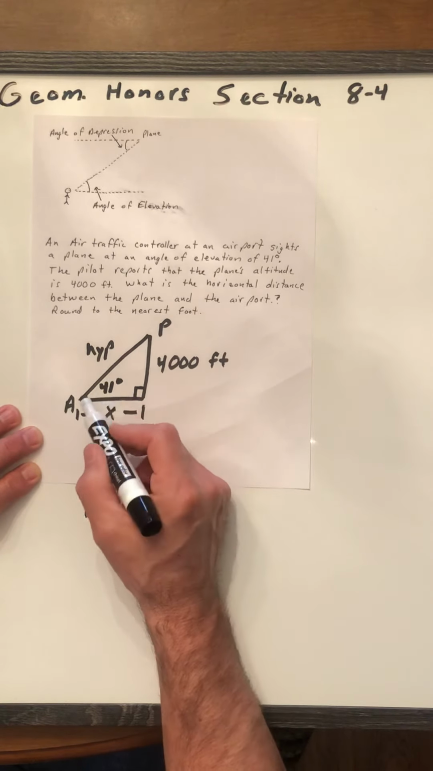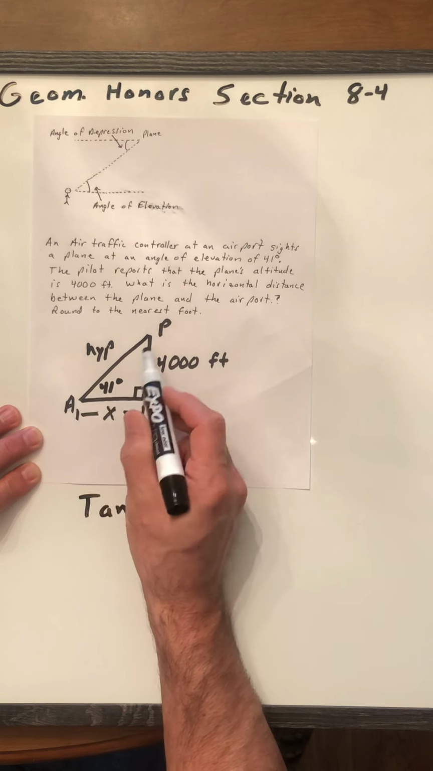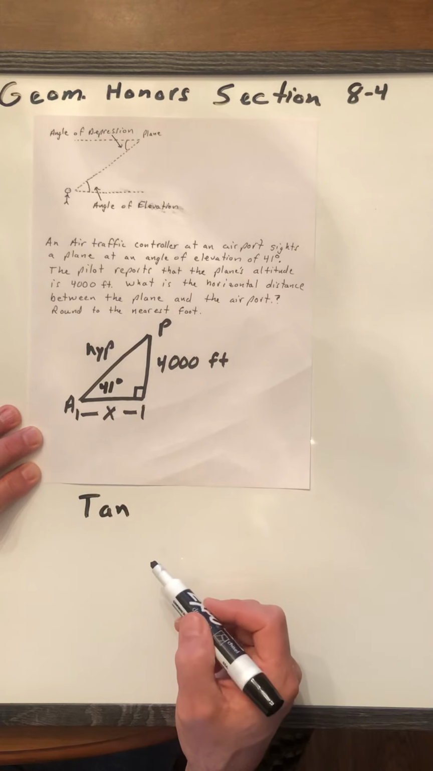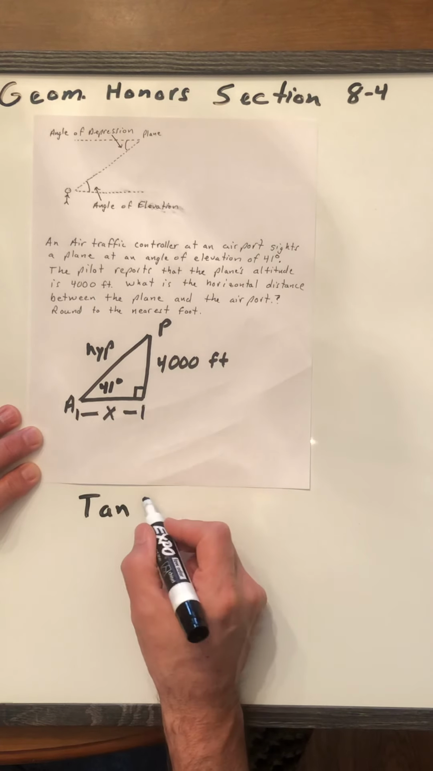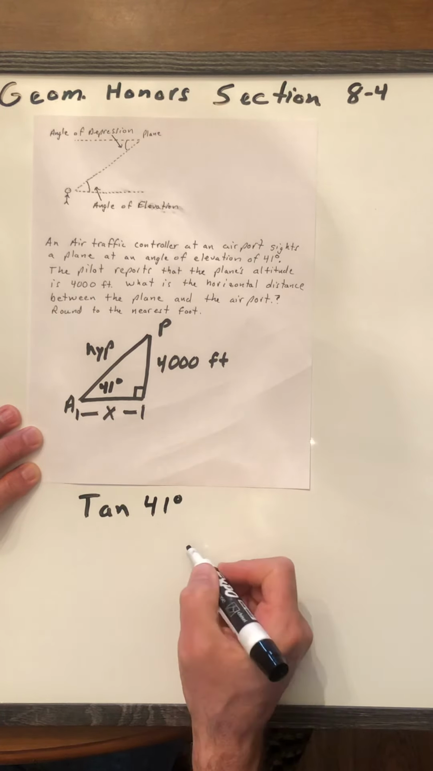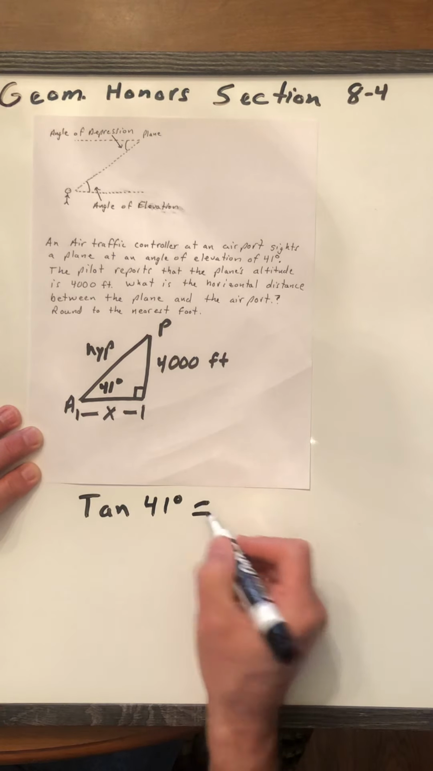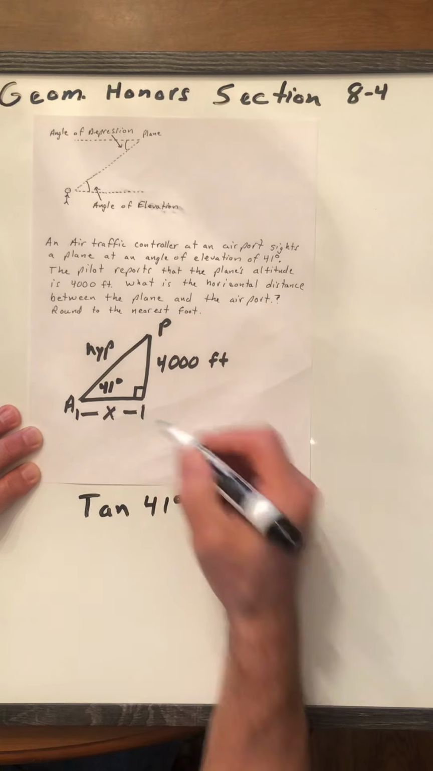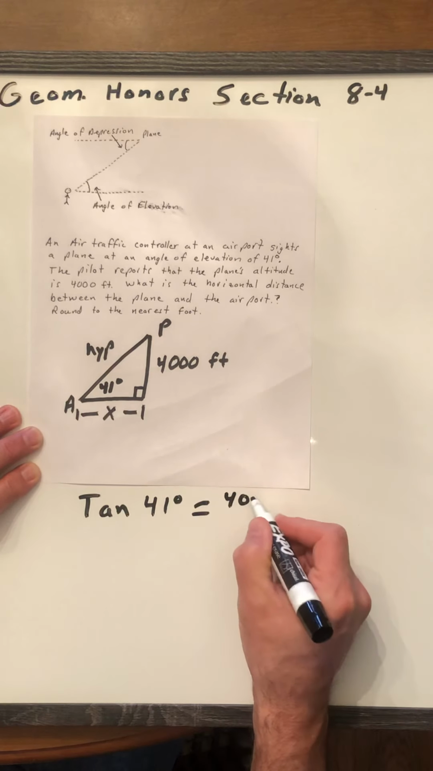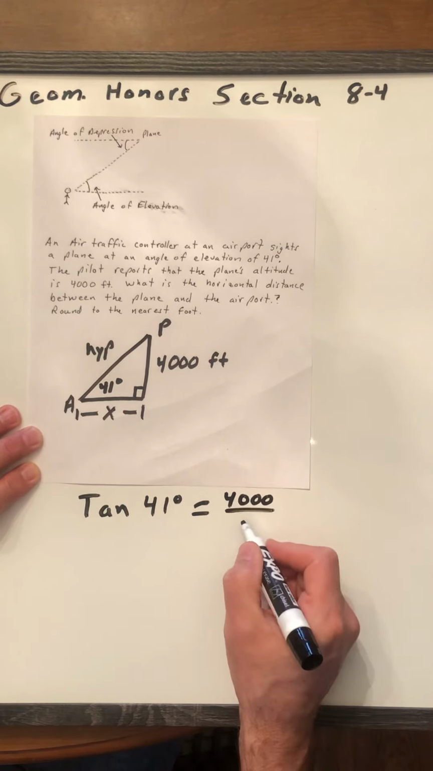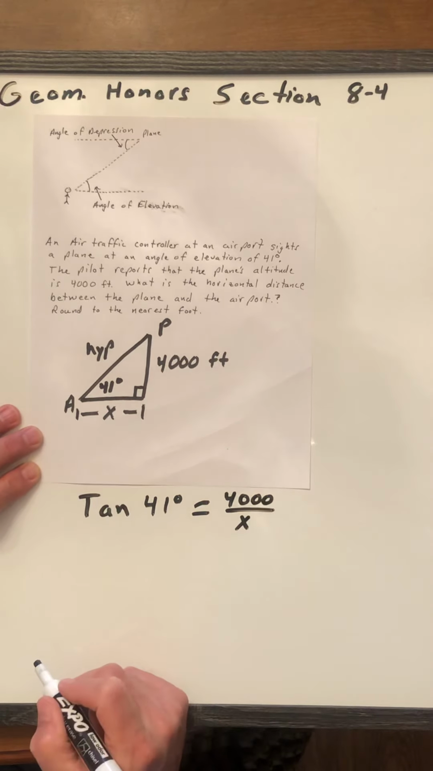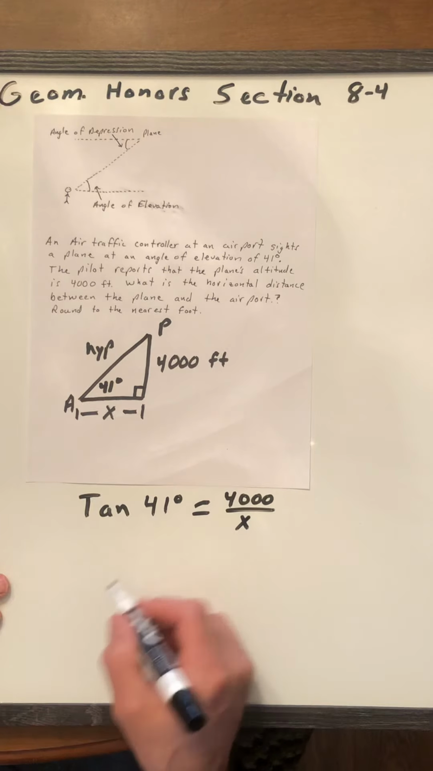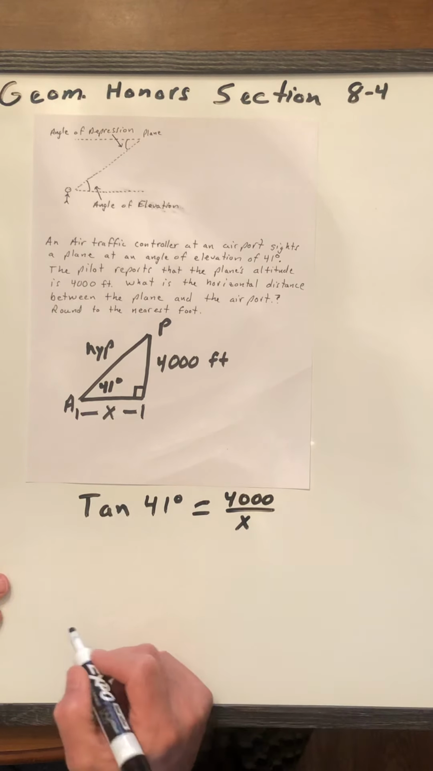So the angle of elevation, always remember, would be down here at the airport looking up at the plane, and here's the ground level, and so that would be your angle of elevation. And so tangent of 41 degrees equals opposite over adjacent. So it would be 4,000 over x. And so that would be your setup: tangent of 41 degrees equals 4,000 over x.